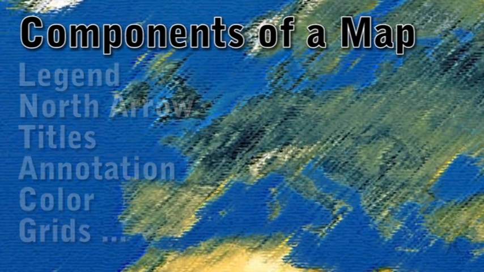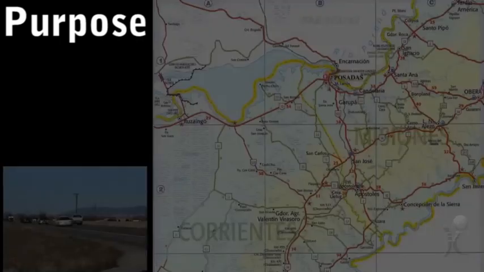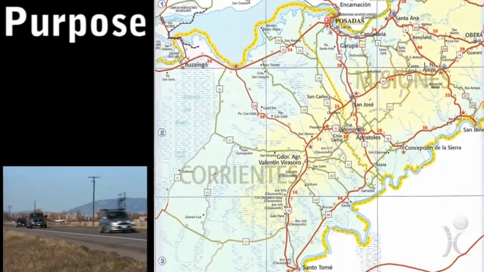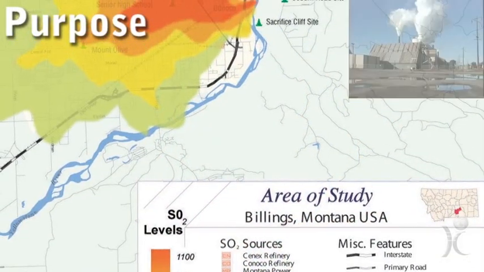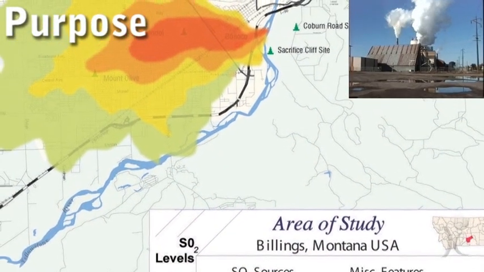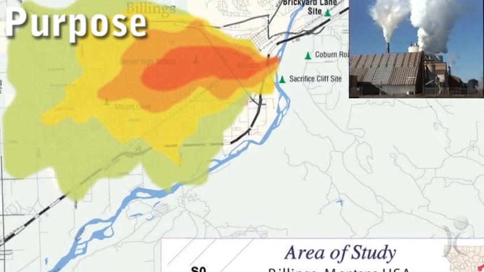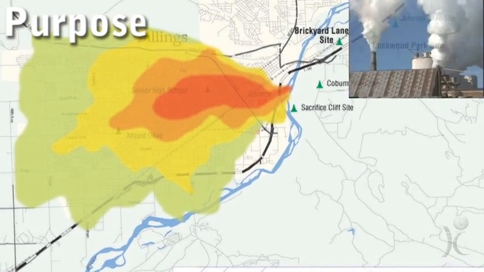All right, this may seem obvious, but most maps have a purpose. They are designed by the cartographer to convey a message to the map reader. That purpose may be a road map showing the connectivity of roads and the underlying networks. It may be a pollution map showing the spatial distribution of sulfur dioxide being emitted from a coal-fired power plant. The purpose of the map often dictates the type of map.